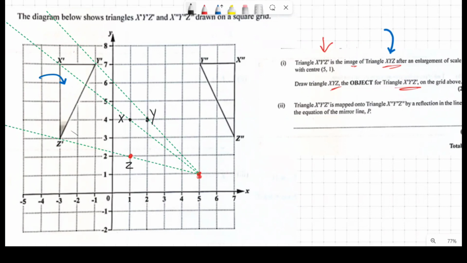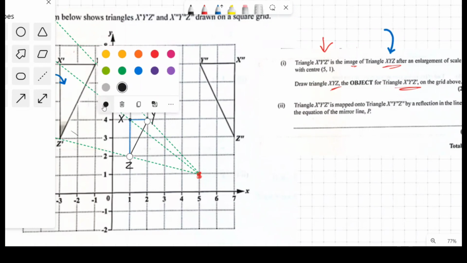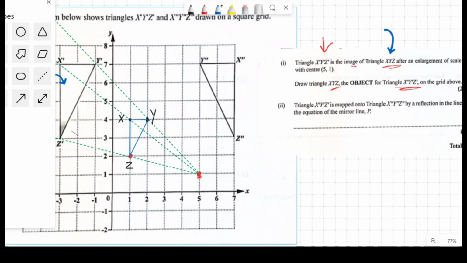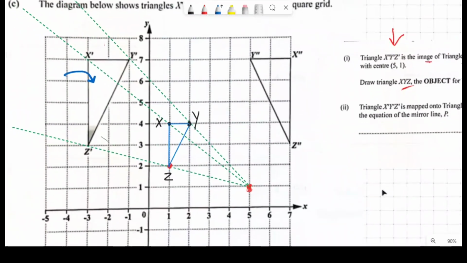Recreate it now. See there now? There it is. Hold on. There. See there? So I'm suggesting that because they said it's an enlargement and they give it the center, they told us that the center was 5, 1.